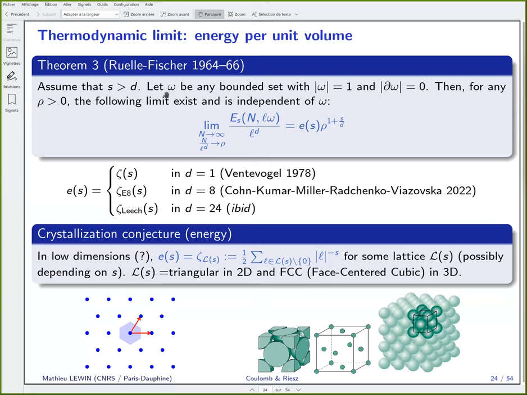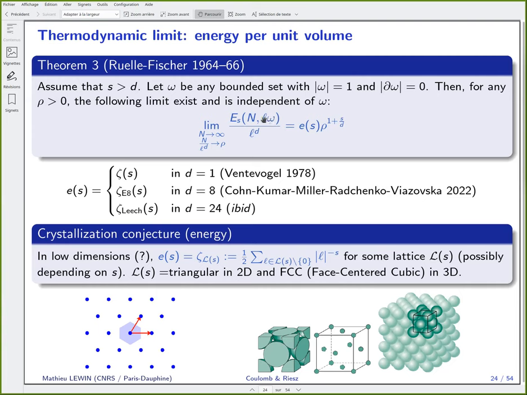Definitely, if you take a crazy sequence of domains, then it will not work. Imagine that you take a very thin sequence which grows very fast in one dimension and very slowly in other dimensions, then it might not work well. But here what I do is I take a fixed omega, actually any open bounded set of volume one. I assume that the boundary has zero Lebesgue measure, and then I scale it. So my omega is just going to be a fixed omega, which then I scale.